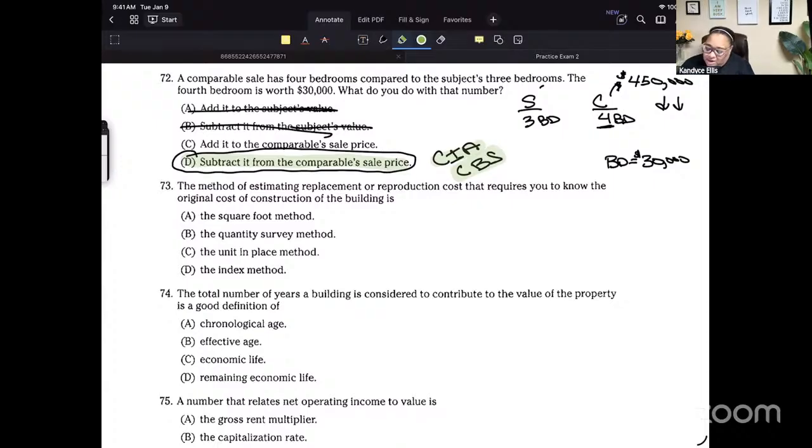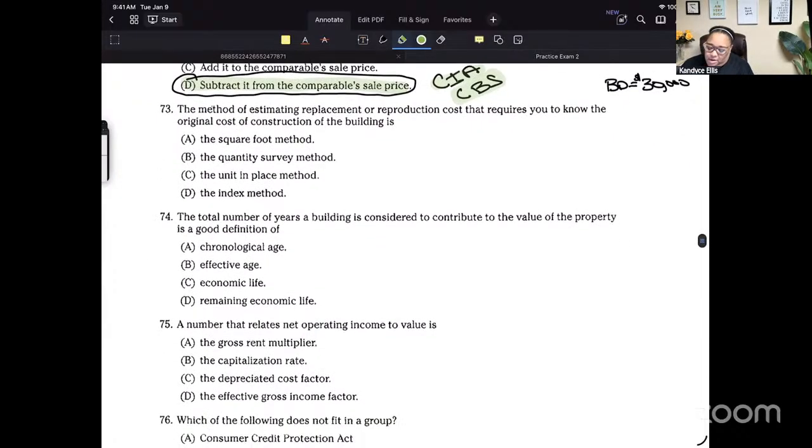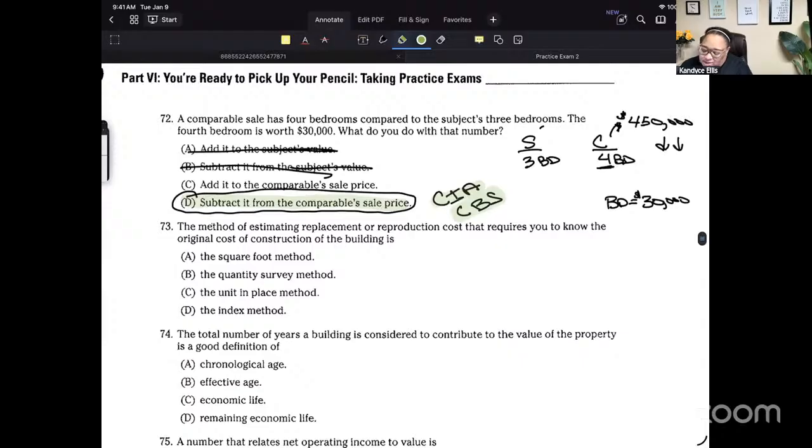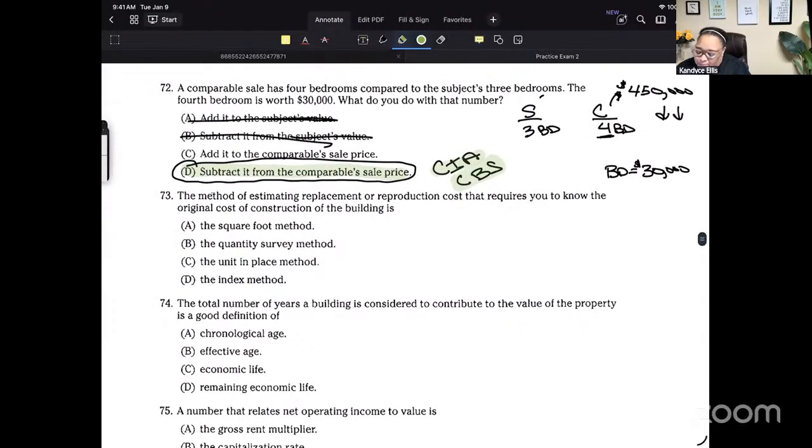All right, 7-3. Oh, and you know what this is a great example of? This is for my California people. This isn't a math question, but it is how math, and making sure you understand the math, could be tested on your exam. So there you go. 7-3. The method of estimating replacement or reproduction cost that requires you to know the original cost of construction of the building is.